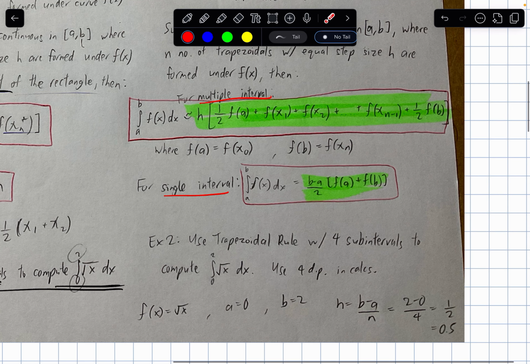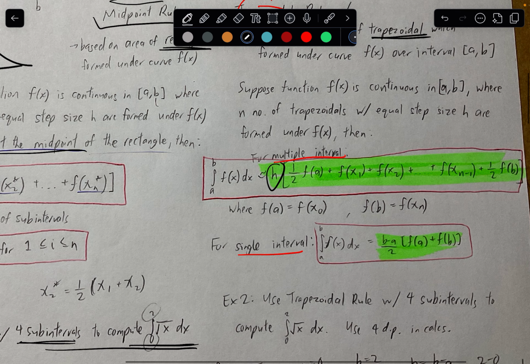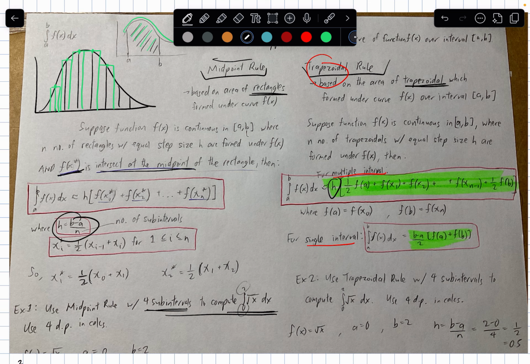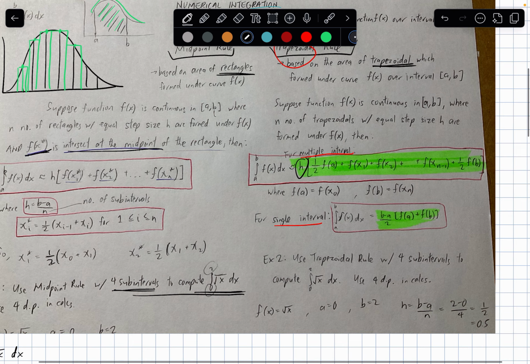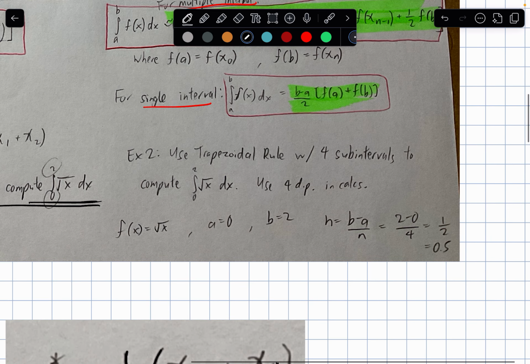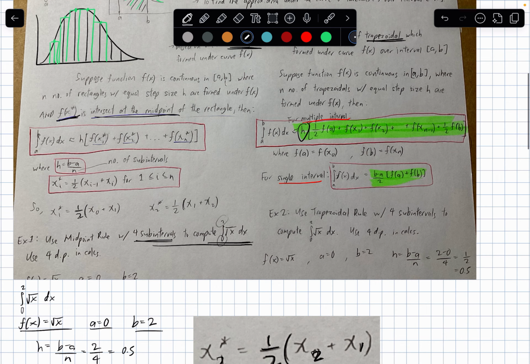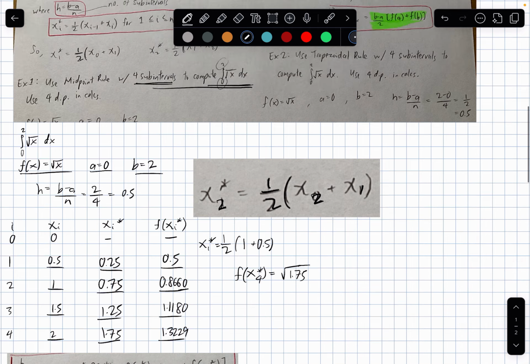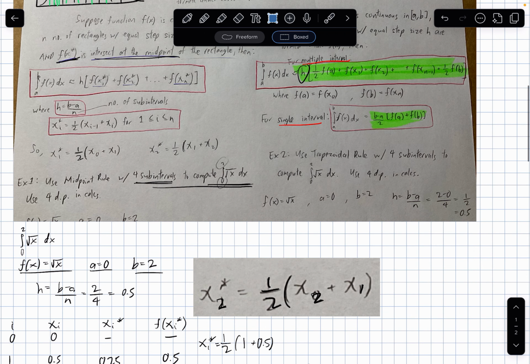What if we have single interval only? In this case, the formula is gonna be like this. Actually, yung h dito, it's the same formula here, b minus a over n. But for single interval, our n is always gonna be 2. Okay? That's an important detail to take note of. So, we already discussed na yung mga formulas, no, for trapezoidal rule.